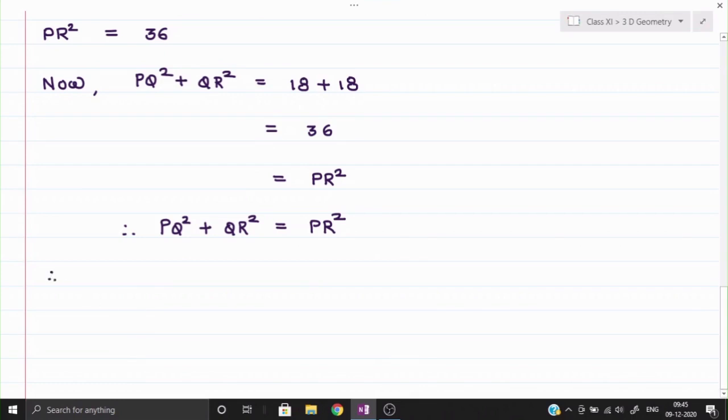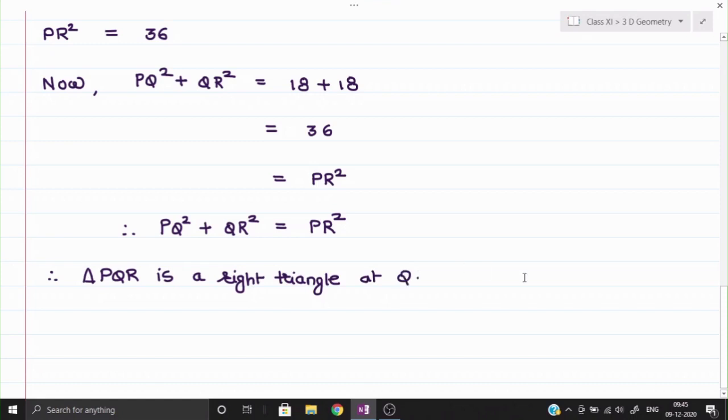So we can say that therefore triangle PQR is a right triangle at Q. Okay, that we can see.